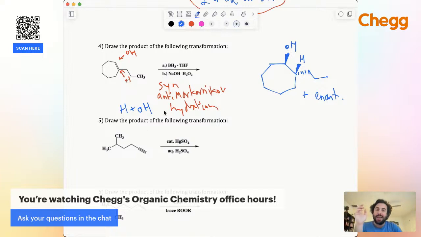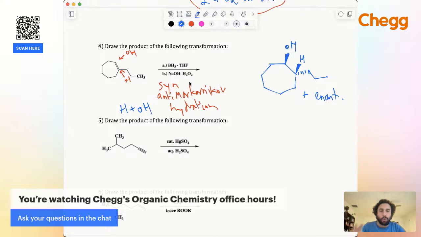So once again, hydration told us H plus OH. Anti-Markovnikov told us OH onto this carbon and not that one. And then syn told us they add from the same side of the molecule. So they end up cis to one another on the product. That's also a very important thing. People associate syn with cis, and so it's very tempting for students to think that the hydroxyl and the propyl will end up cis to one another, but that's not the case.